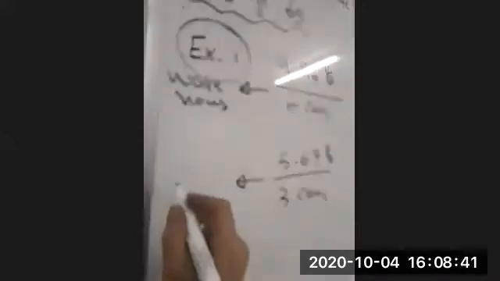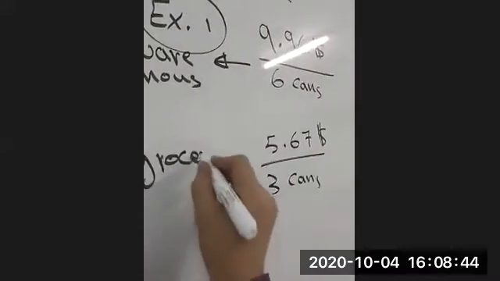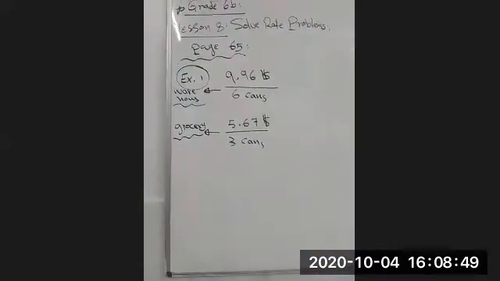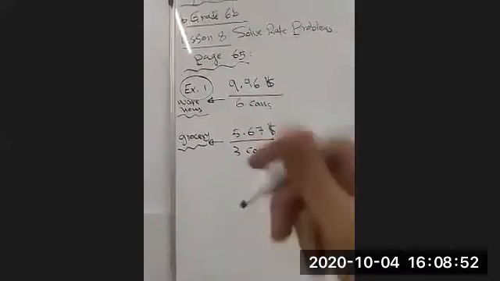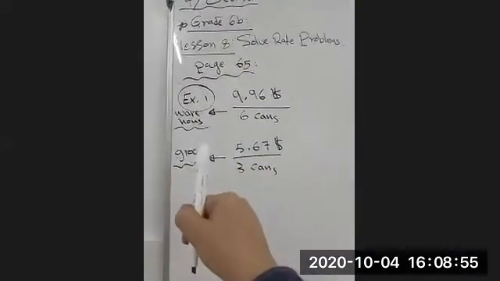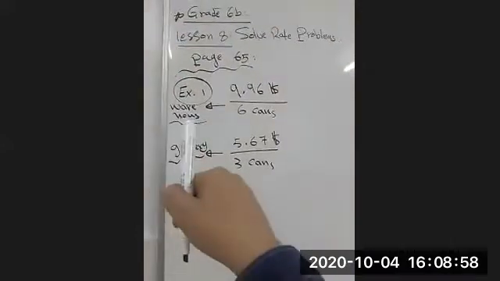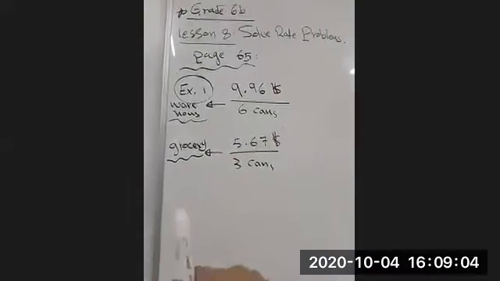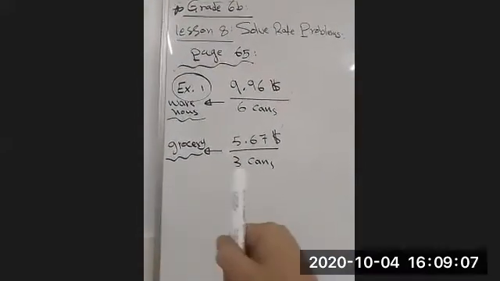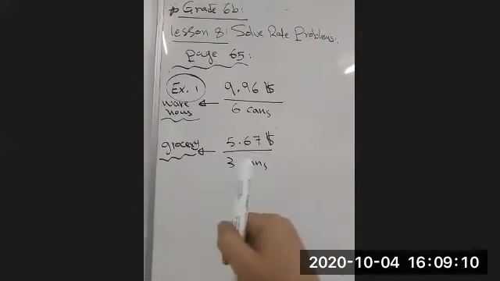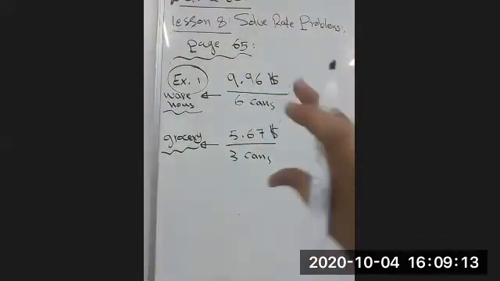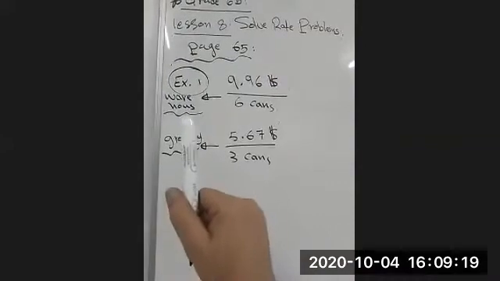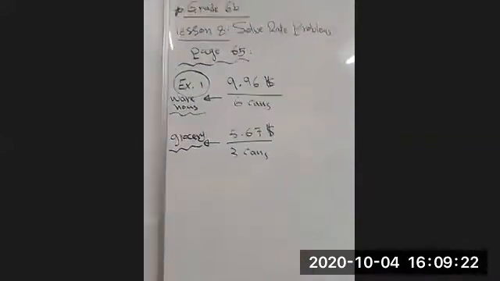So, look here, guys, and focus with me to understand what's in the question. I have two stores. The first store called warehouse, the second store called grocery. The first store sells the 6 cans for $9.96. The second store sells the 3 cans for $5.67. Hope you understand what I'm doing here. I'm preparing my rates. The first rate from the warehouse, the second rate from the grocery. Continue.